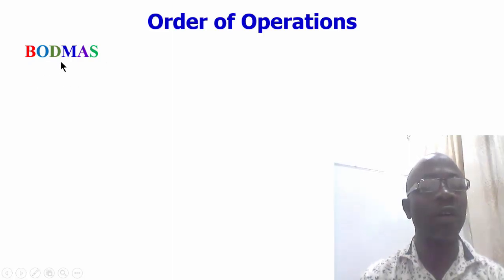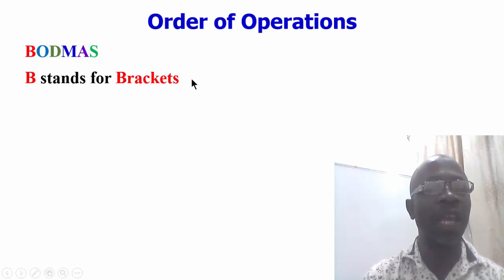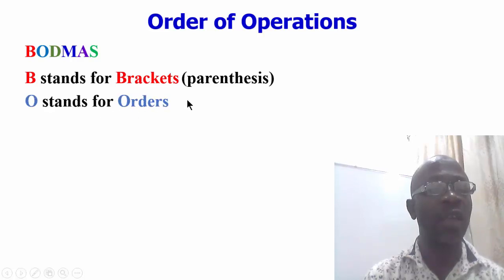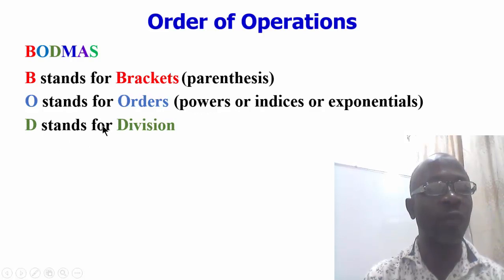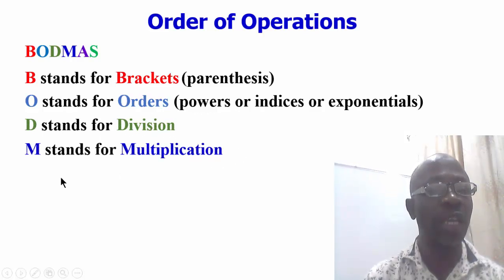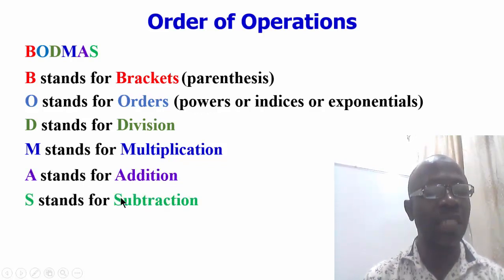First, we need to get the meaning of BODMAS. B stands for bracket. Bracket is also known as parenthesis. O stands for orders, and these orders will be having powers or indices or exponentials. Then D stands for division, M stands for multiplication, A stands for addition, S stands for subtraction, and that is all.